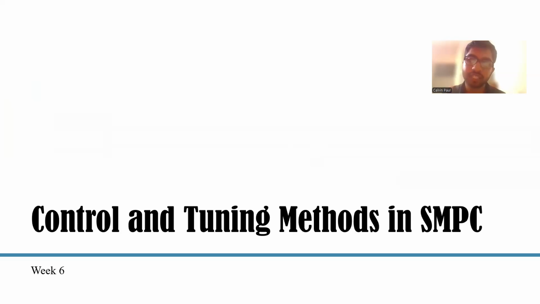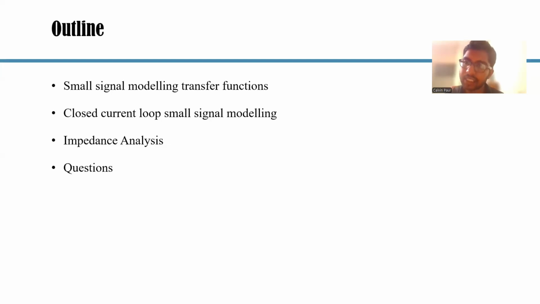Today I'll be conducting the week 6 problem solving and doubt clearing session for the course Control and Tuning Methods and Switch Mode Power Converters. Today we'll be looking into the following. We'll be discussing the small signal modeling and what transfer functions we develop from that. Then we'll discuss the closed current loop small signal modeling and the transfer functions we get through that. Next, we will discuss the impedance analysis, like the input impedance and its significance. Then we'll solve some questions.